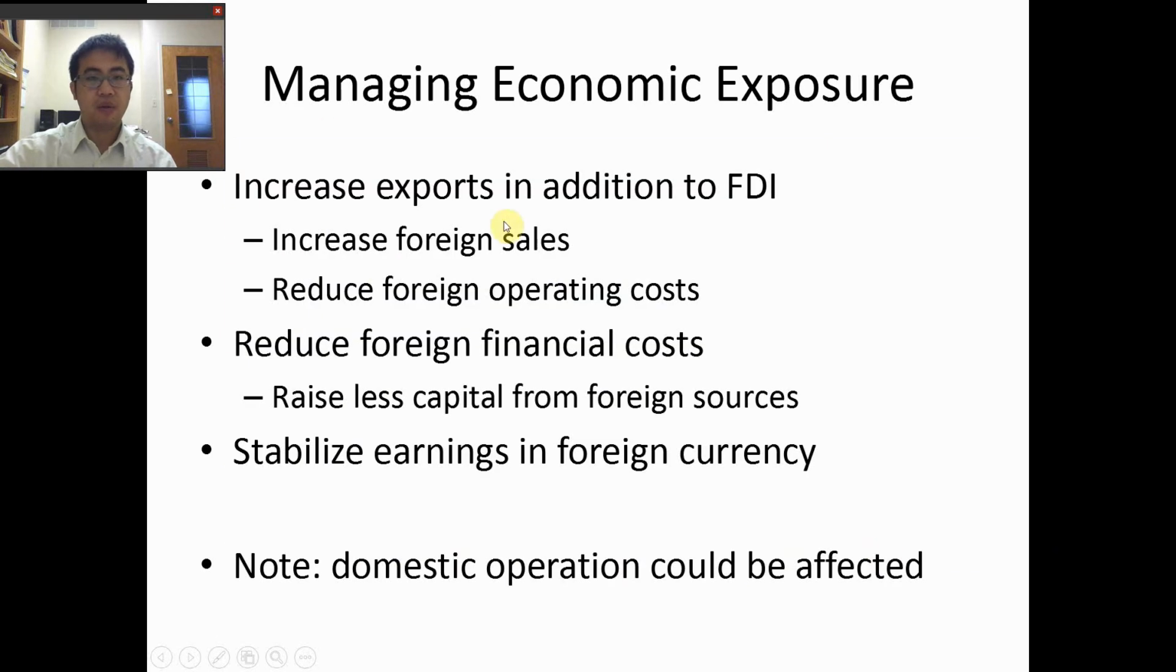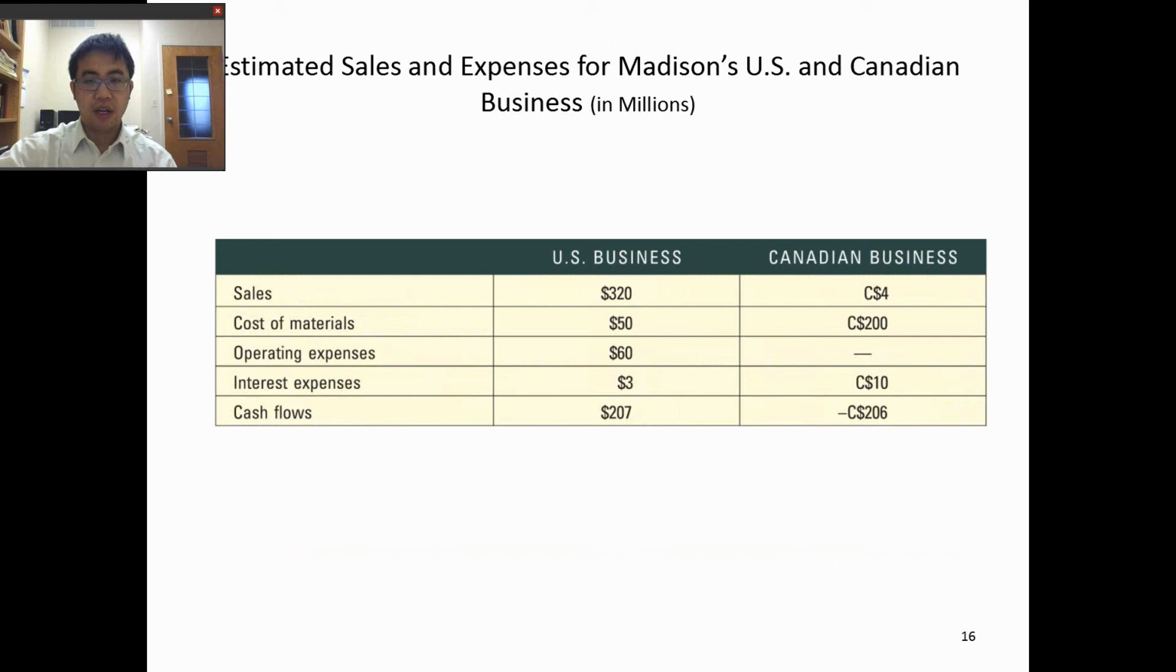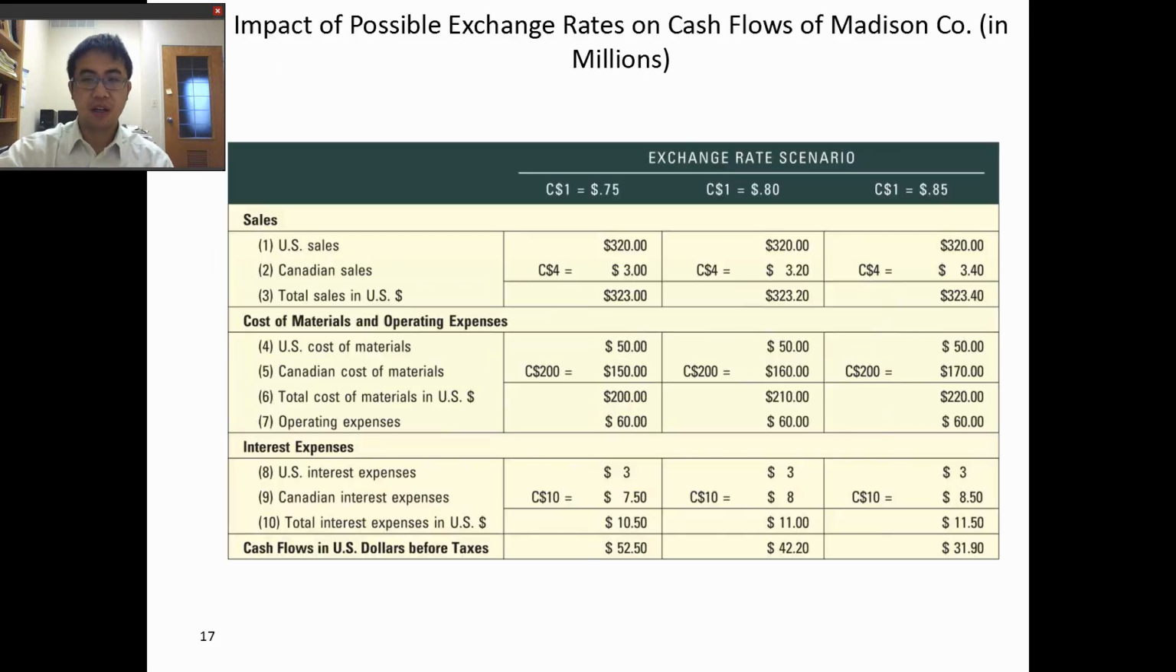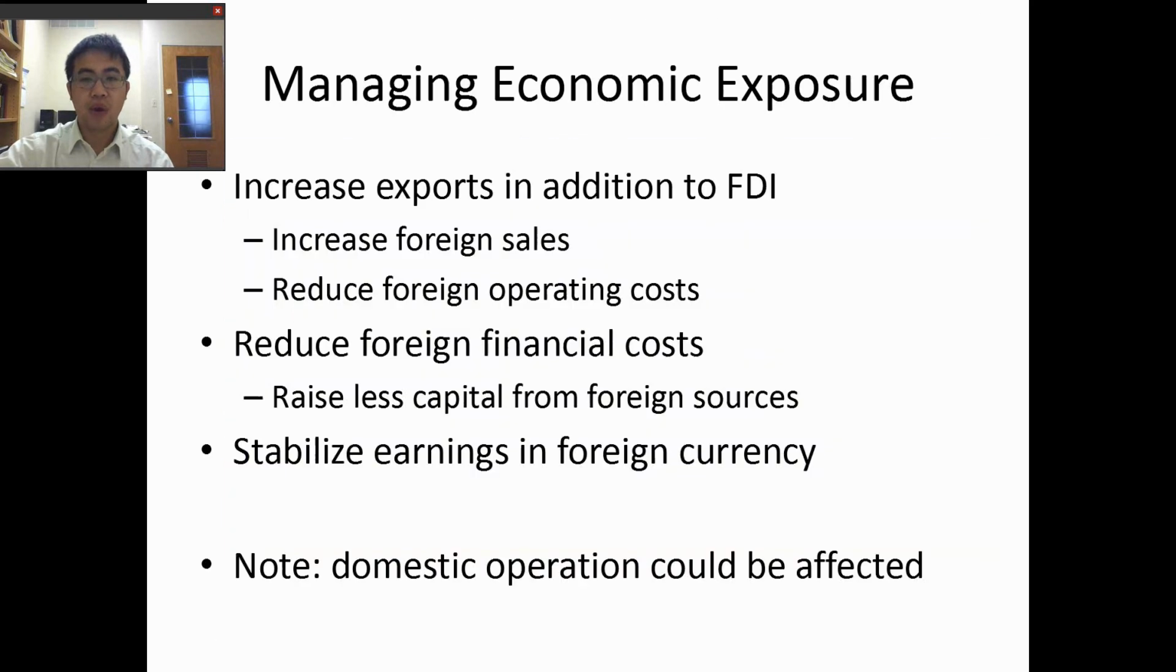All right, so one way to reduce the exposure from Canadian dollar here is definitely to reduce the overall cash flow denominated in Canadian dollar. Right here, you have a negative 206 Canadian dollars. So if Canadian dollar appreciates, you end up paying more US dollar for the same amount of 206 Canadian dollar. So that's something you definitely want to avoid.